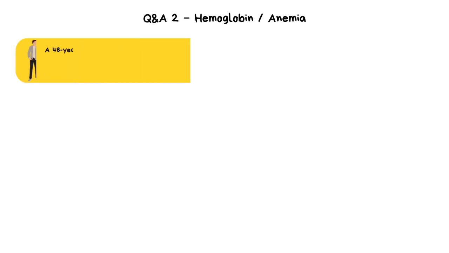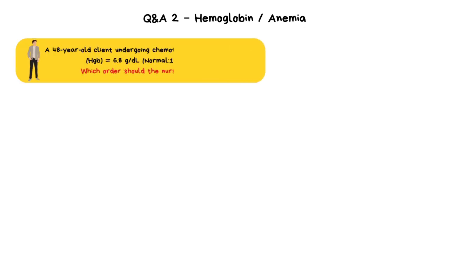Now let's look at a hematology lab value, hemoglobin. This is a critical number to know because it directly reflects oxygen carrying capacity. A 48-year-old client undergoing chemotherapy has a hemoglobin of 6.8 grams per deciliter. The normal range is 12 to 16. Which order should the nurse anticipate?